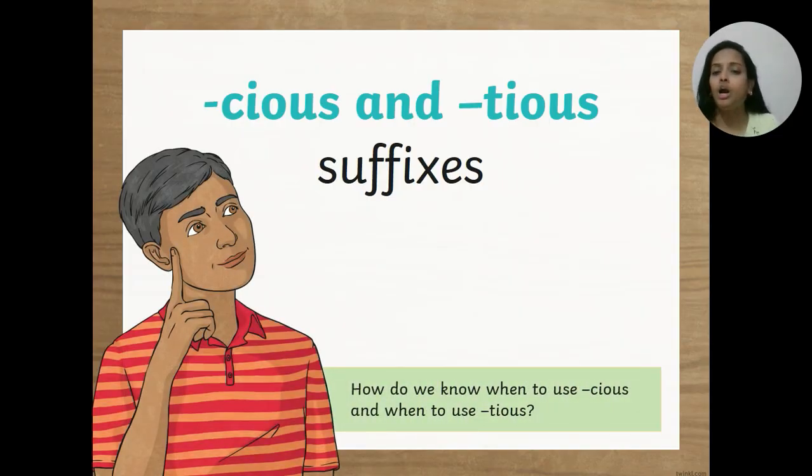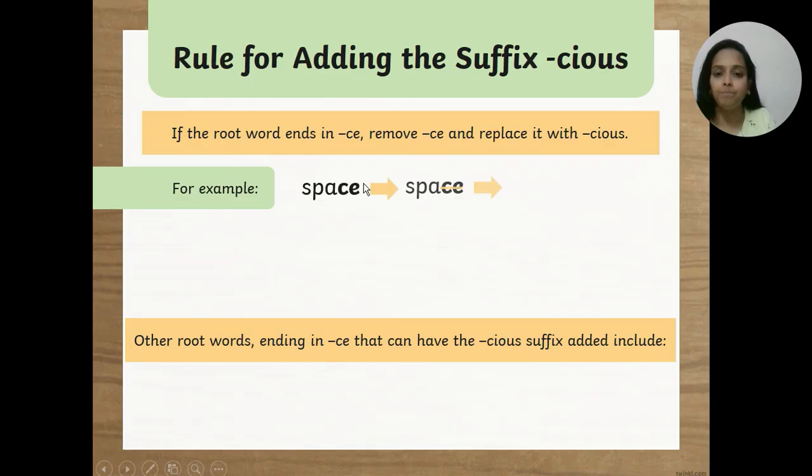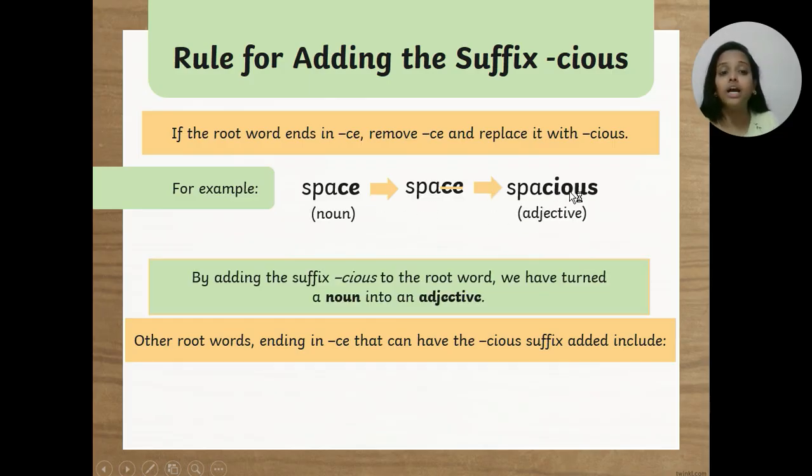First of all, how do we know when to use this CIOUS suffix or TIOUS suffix? Let's unpack it one by one. First, if the root word ends in CE, then you have to remove CE and replace it with CIOUS. For example, space. Remove the CE and add CIOUS. So space, spacious. By adding the suffix CIOUS to the root word space, we have turned a noun into an adjective.